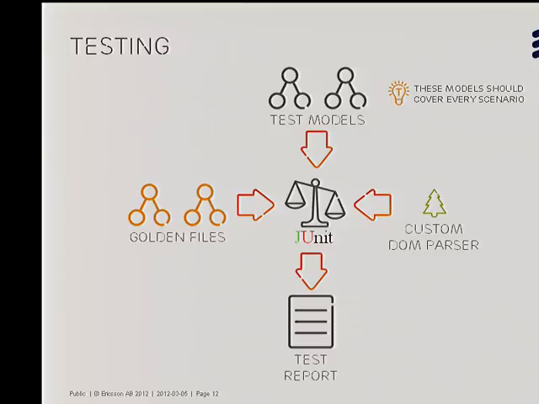JUnit test cases. Then what we do is we've got a set of what's called golden files, and these golden files are output that we know is correct. We know the transformer worked when it created this.